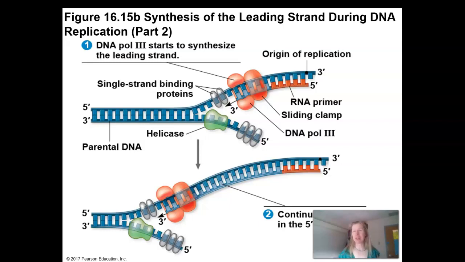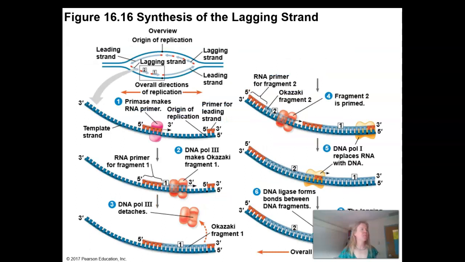Sorry, this is just zoomed in of what we were just looking at, right? That continuous building. Here's our lagging strand. It looks complicated, but notice what happens. So we're zooming in to our origin of replication again, right? So right where the DNA gets opened up by helicase, we put a primer in. There's primase, adding that RNA primer.